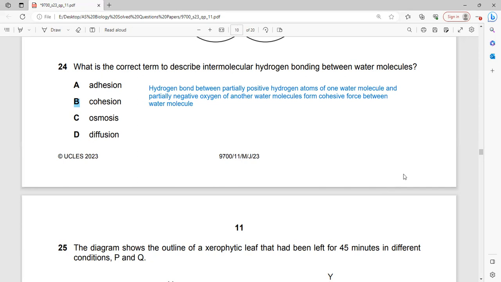What about adhesion? This is the force of attraction of water molecules to the lignified cell wall of xylem, that is adhesion. While osmosis is not related to diffusion, and osmosis is the transport where water molecules move from high to low concentration. So by osmosis, it is also diffused.